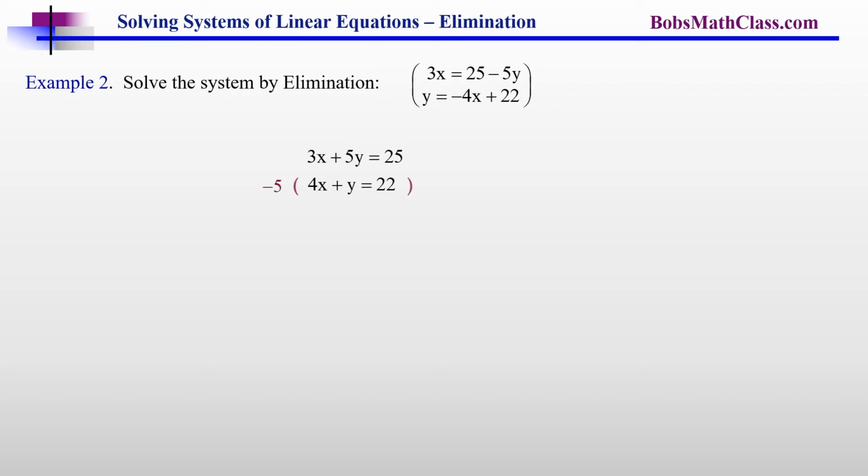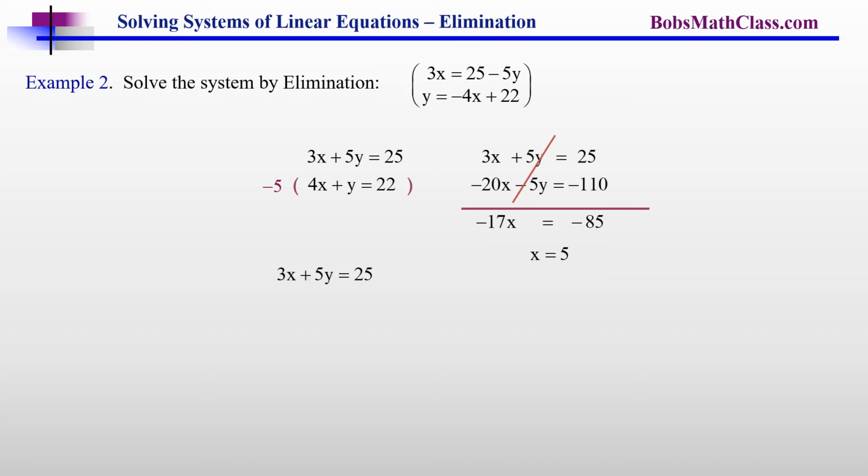So multiply the bottom row by negative 5 all the way through. Top row, just bring it over. So negative 5 times 4x is negative 20x. Negative 5 times y is negative 5y. Negative 5 times 22 is negative 110. Add the two rows. The y's cancel. We got negative 17x equals negative 85. Divide both sides by negative 17. You get x equals 5.